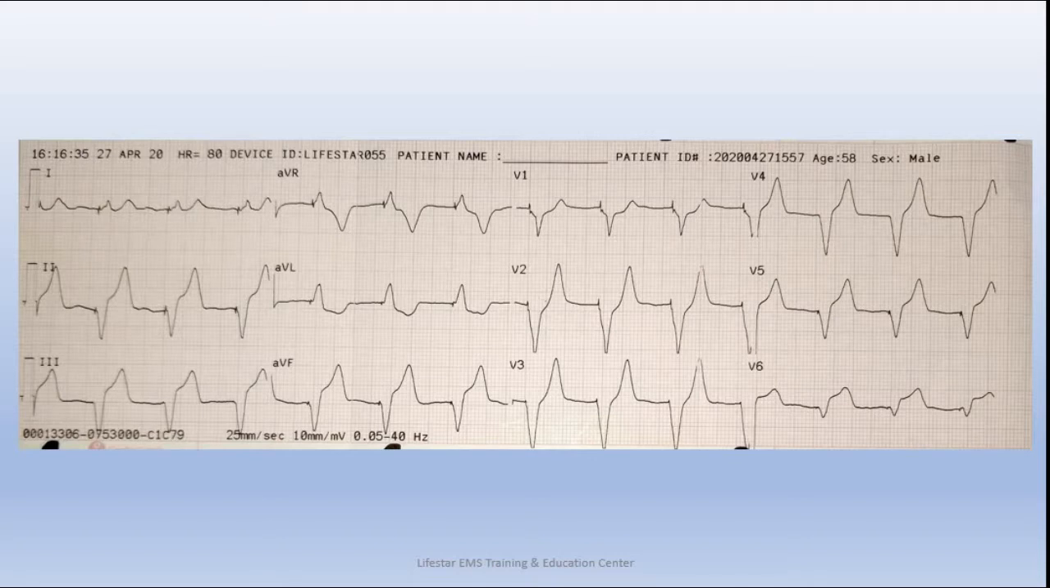So now that you're back from pause, I'm sure that your eyes were drawn to the same prominent feature that my eyes were drawn to, which are these pacer spikes. So what appears to be happening here is a ventricular paced rhythm.